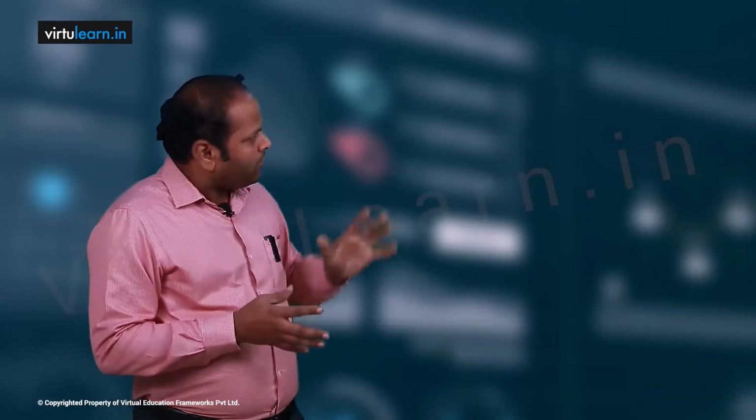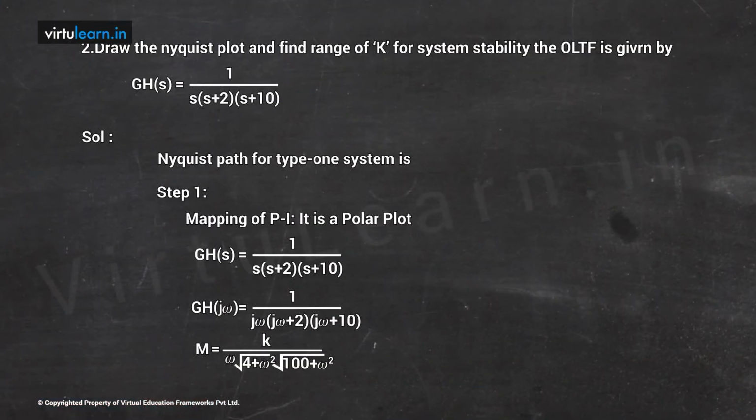Let us take another example. See how we can plot and how we can find the stability of the system. The problem statement goes like this. Draw the Nyquist plot for a typical control system whose open loop transfer function is given by GH of s equal to K by s into s plus 2 into s plus 10, and find the range of K such that the closed loop system is stable.